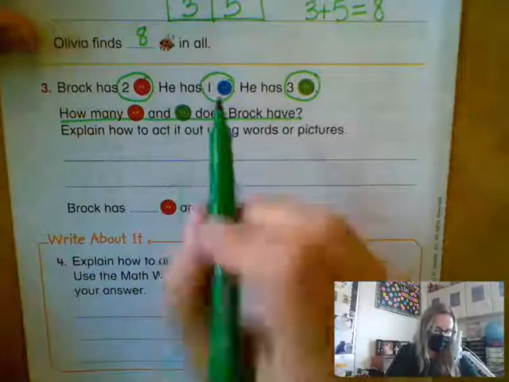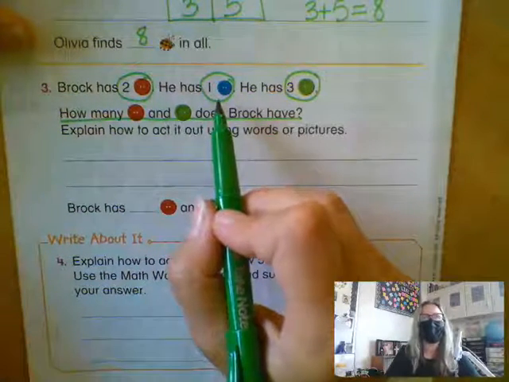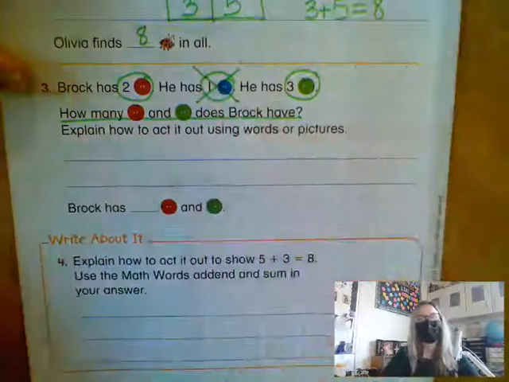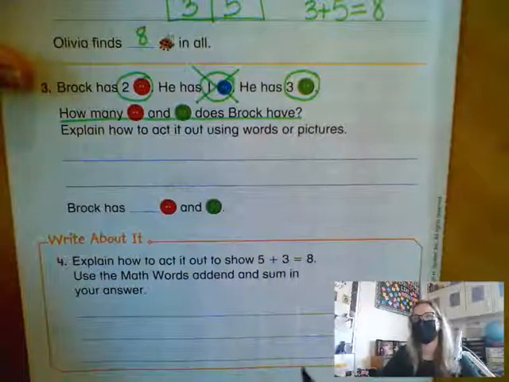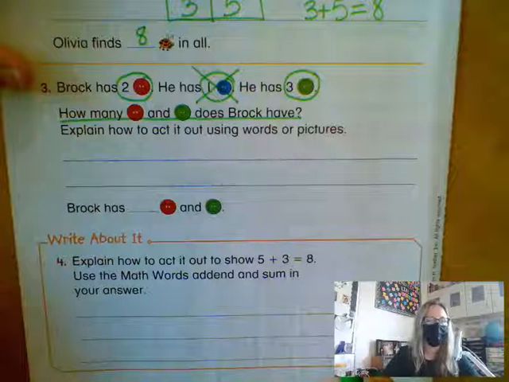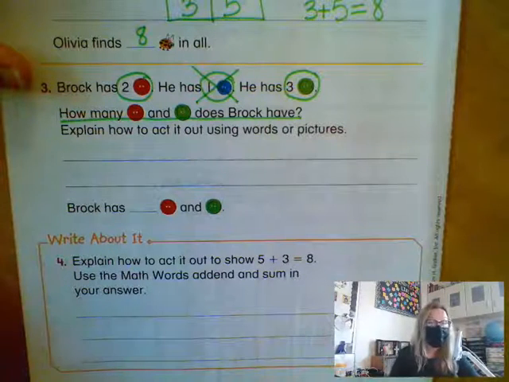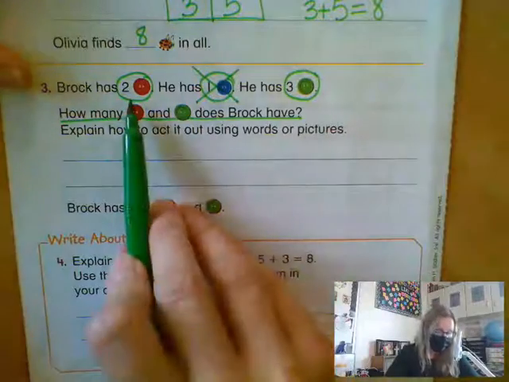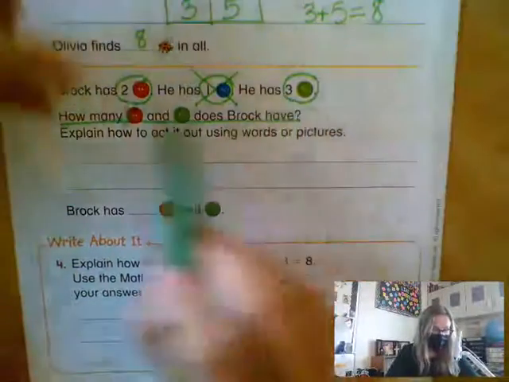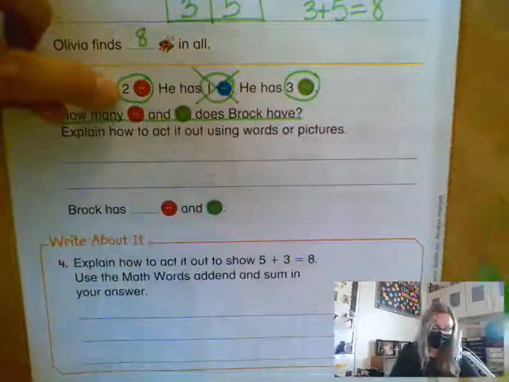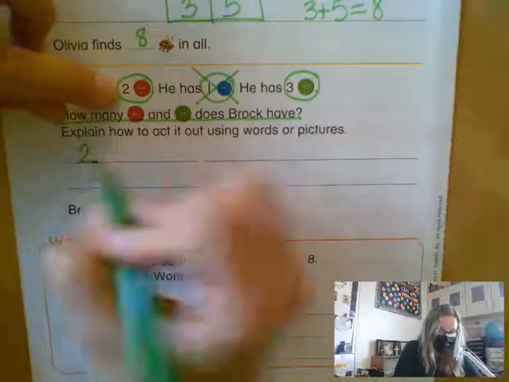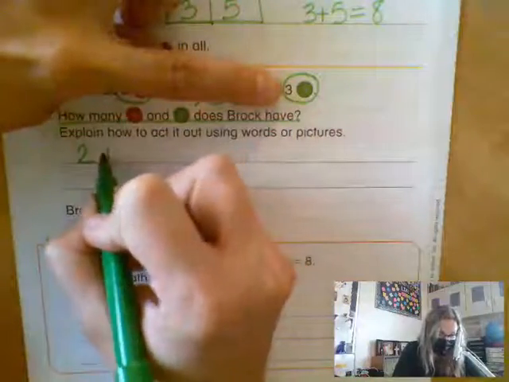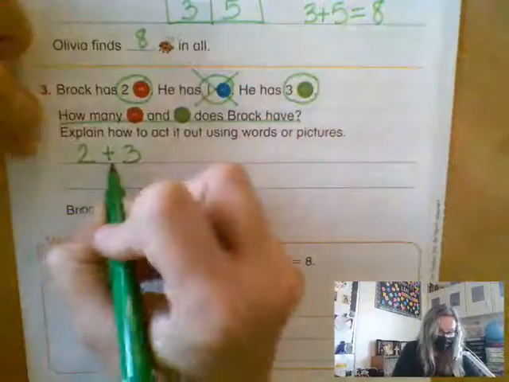So, do I need to know how many blue buttons he has? No, it doesn't matter for this problem because it doesn't want to know how many blue he has. It's asking me how many red and green. So our parts for this addition equation are going to be the red and the green. So our first part will be 2. That's our first addend. Our second part will be 3. That's our second addend. So I have 2 plus 3.